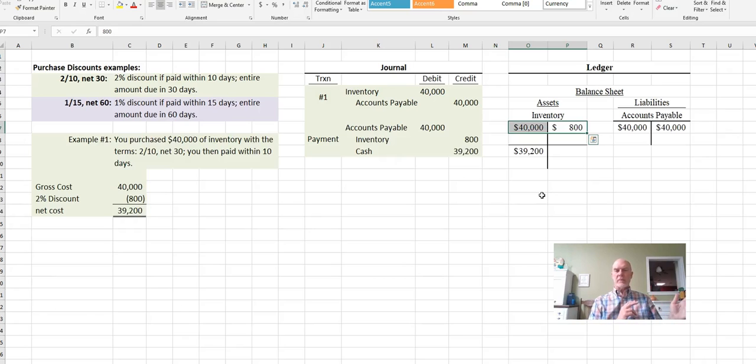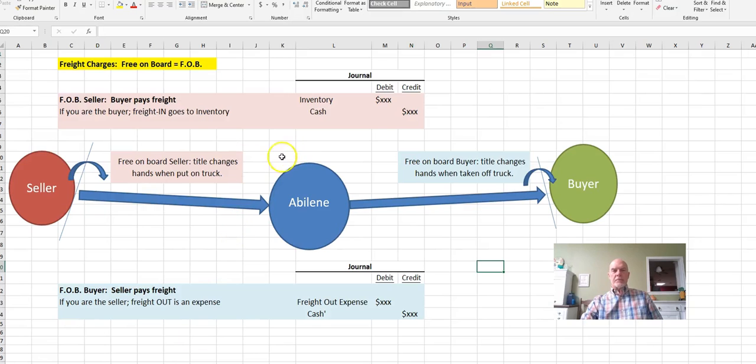Okay, we'll come back and look at a more comprehensive example in a minute, but now let's talk about freight charges. Suppose we are this company in Abilene, and we buy product from a seller somewhere. That's the seller over here to the left. Let's say that's Lubbock. And we're going to sell it to a buyer, and maybe that buyer is over in Dallas.